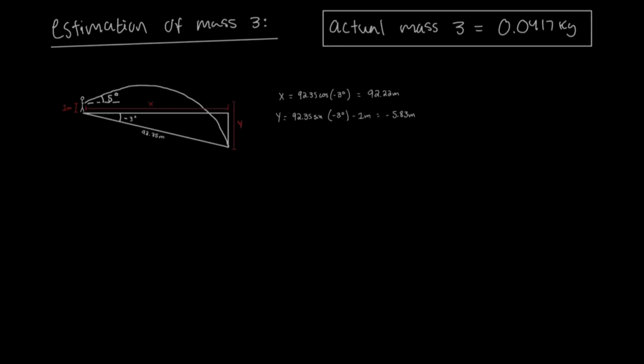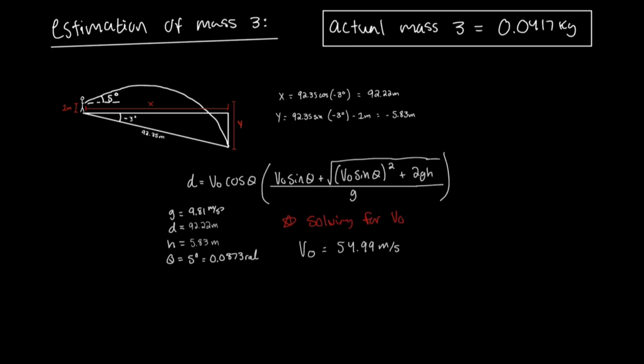Okay, and for mass 3, we can see the trajectory again. The direct distance is 92.23 meters. It goes downwards at -3 degrees. Again, using this equation, we plug in our numbers and we find that initial velocity is 54.99 meters per second.